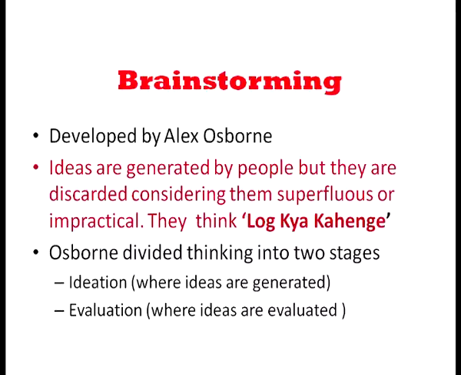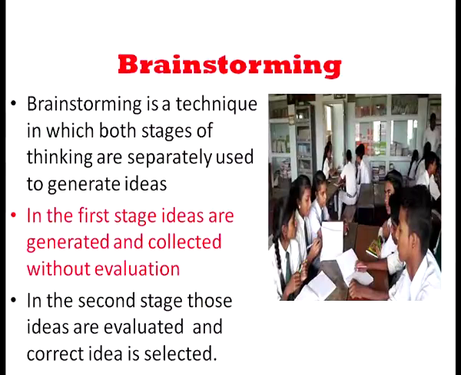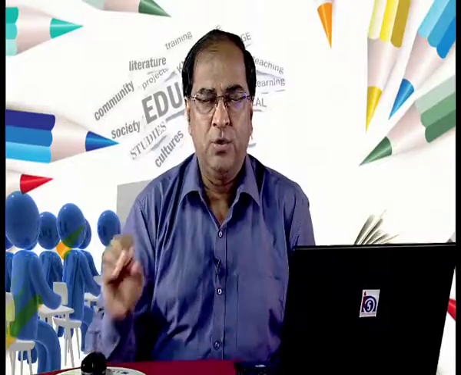So, he divided thinking into two stages. One is the ideation stage, where ideas are generated, and the other is the evaluation stage, where ideas are evaluated. If we separate both stages, and in the first stage when the ideas are generated, evaluation is postponed, then you get a large number of ideas. After you have collected the ideas, you are free to go for the second stage, where you evaluate the ideas and select the correct idea. How will we introduce it in our classroom?